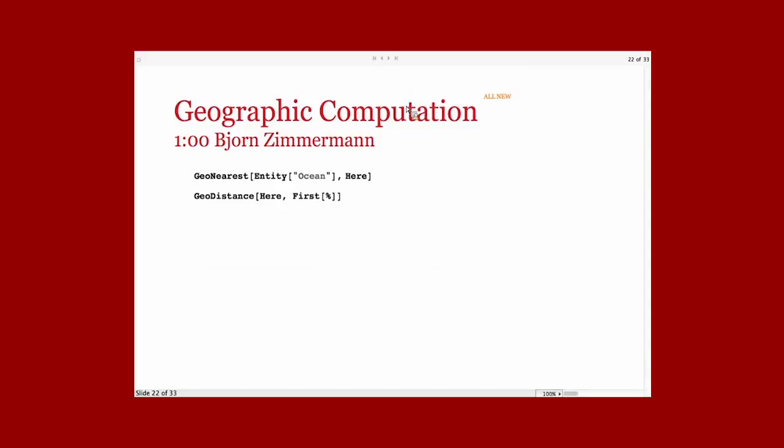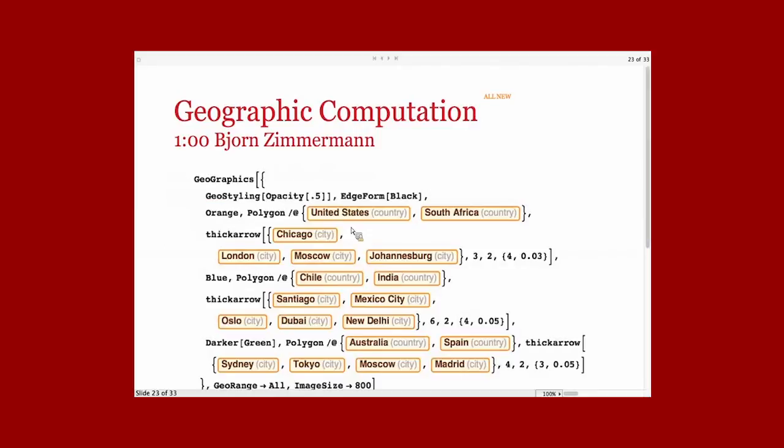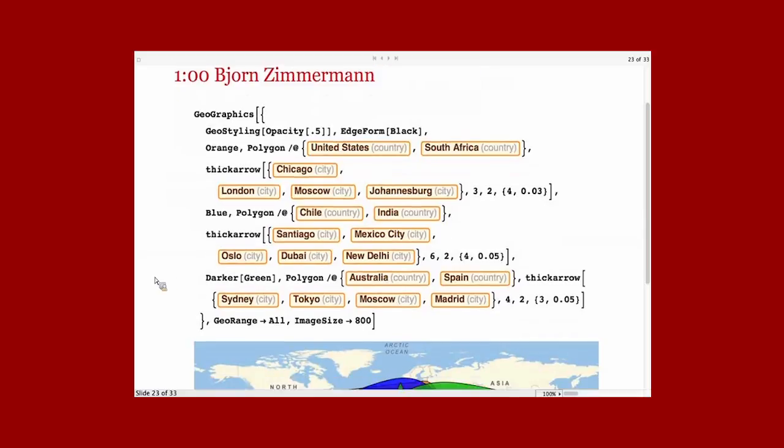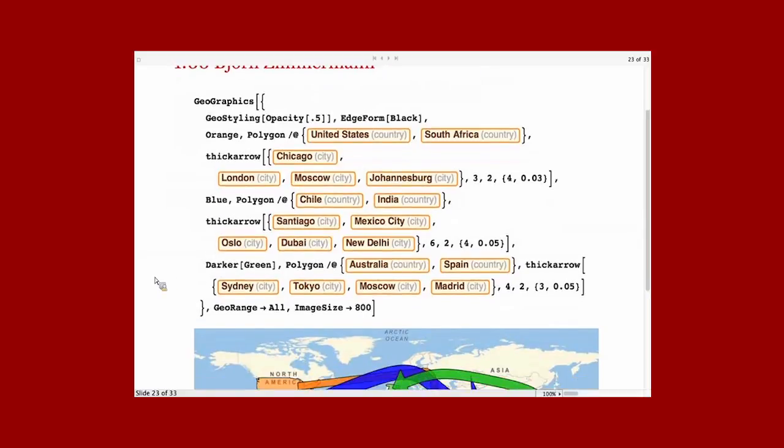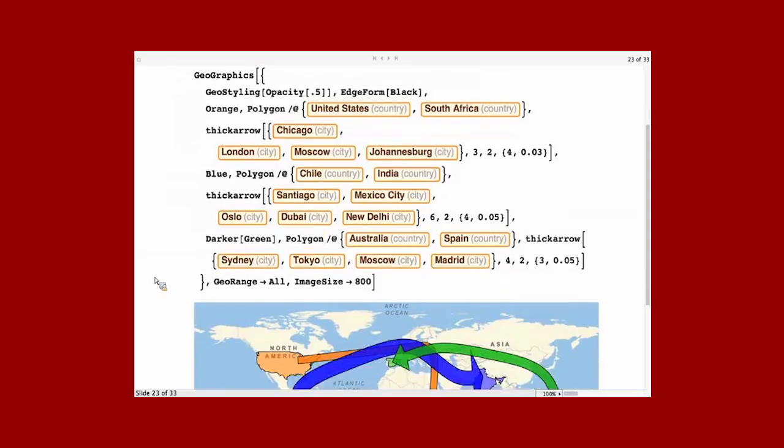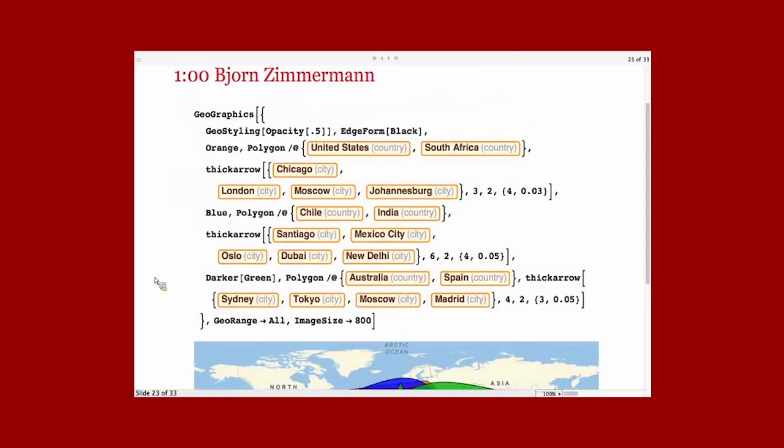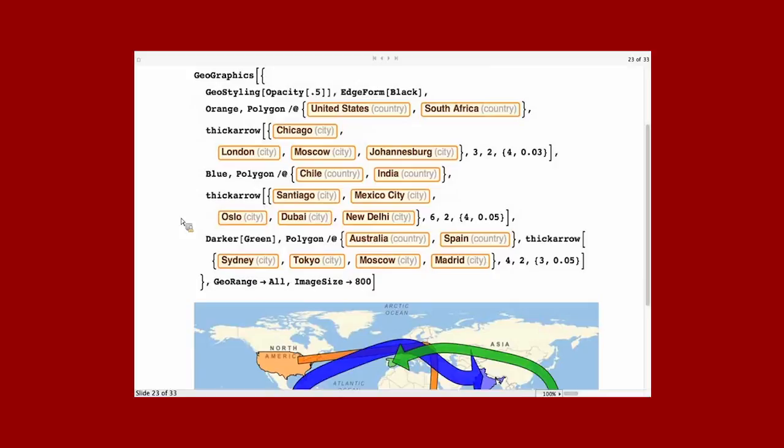Second huge swath of functionality is geographic computation. You can now compute things like asking it what is the nearest ocean to where I am currently and how far away it is. And there is full support for creating maps of all sorts and all projections and annotating them with arrows, with country polygons, and so forth. The geographics functionality is analogous to Mathematica's graphics functionality, and you can use entities like countries to specify country polygons to get their locations. You can use geographic coordinates and so forth.